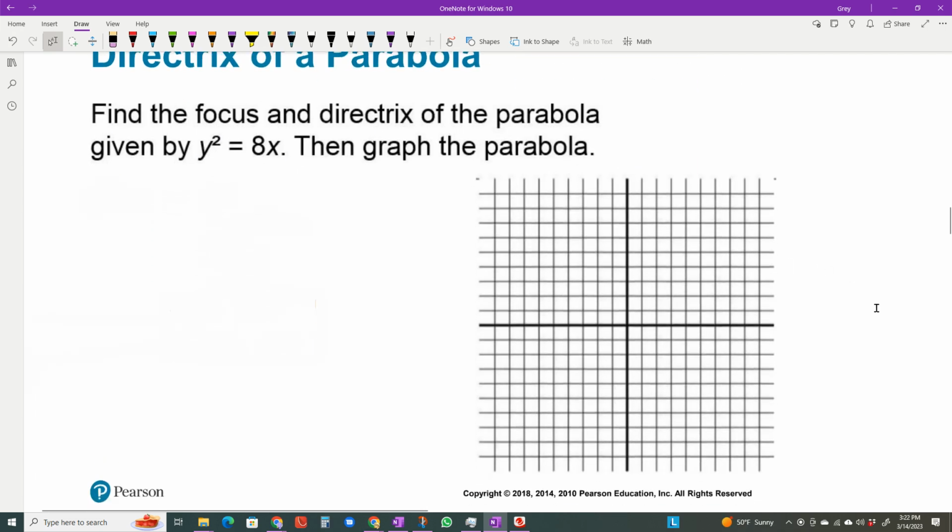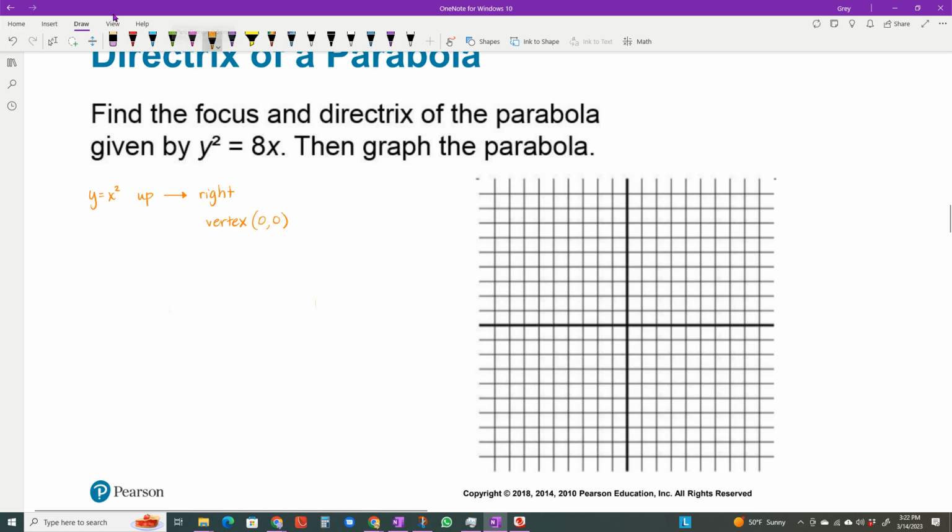Finding the focus and directrix of a parabola. Find the focus and directrix of the parabola given by y squared equals 8x, then graph it. I'm going to graph it first, and then find the focus and directrix from my graph, because I think that's easiest. First, remember that y equals x squared is an up-down parabola. In this case, I have y squared, so I know it's going to open to the right. If there was a negative sign in front of my 8, it would open to the left. My vertex is at 0, 0, so I can go plot that. Let's go up here.